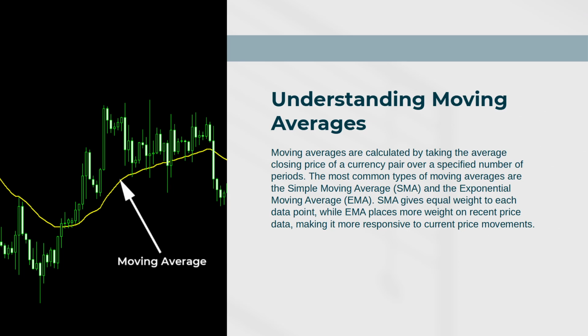Moving averages are calculated by taking the average closing price of a currency pair over a specified number of periods. The most common types of moving averages are the simple moving average, SMA, and the exponential moving average, EMA. SMA gives equal weight to each data point, while EMA places more weight on recent price data, making it more responsive to current price movements.